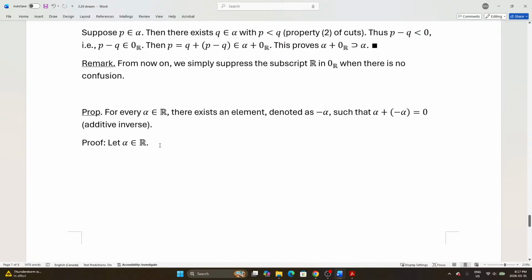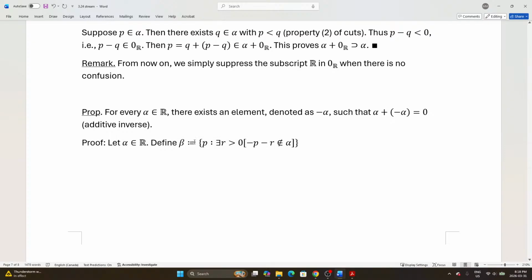So let alpha be in R. Define the set beta to be the collection of P such that there exists R positive such that minus P minus R is not in alpha. Okay, so that's our set beta.